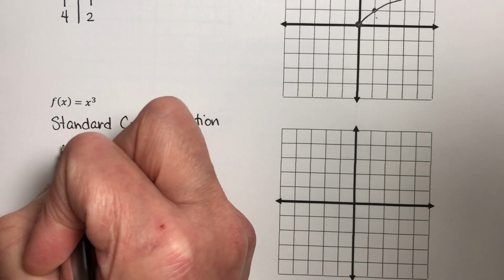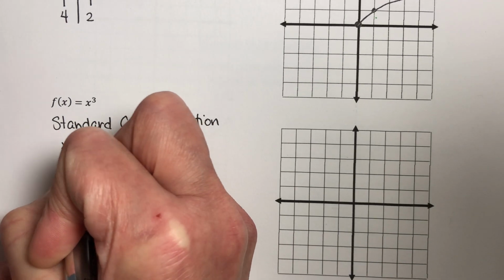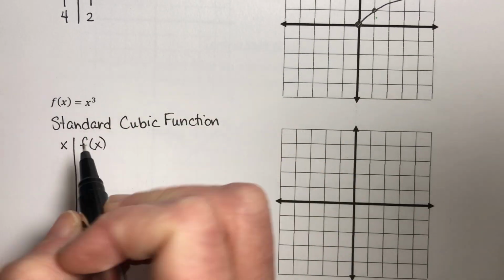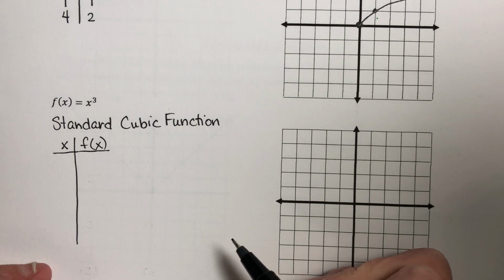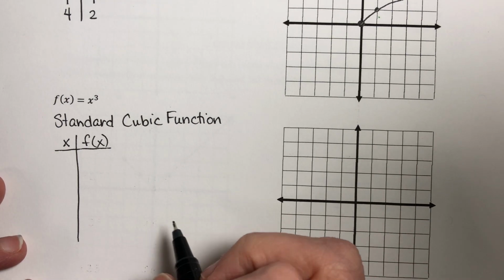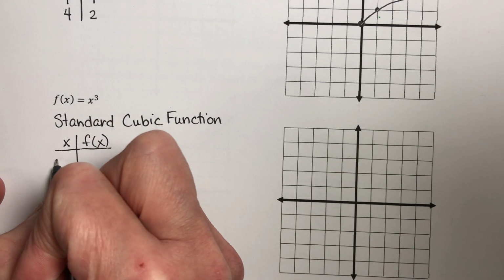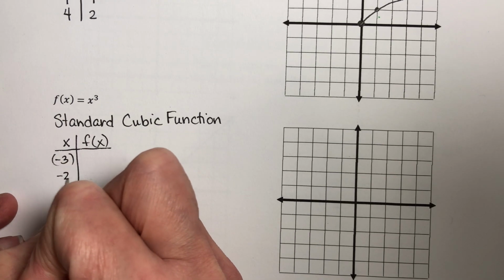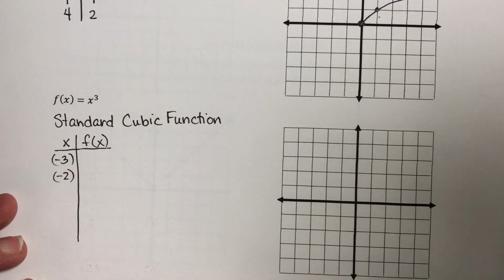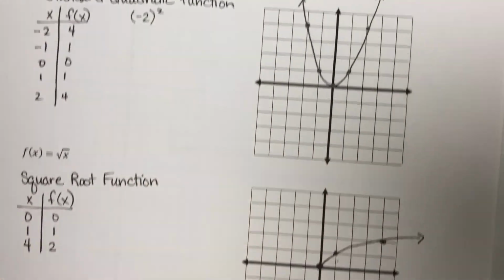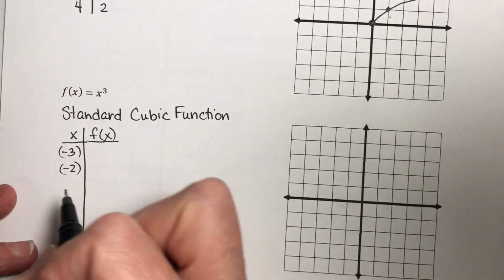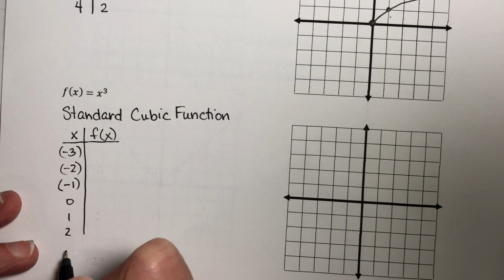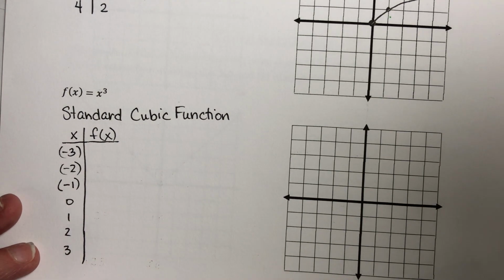Now what I'm going to do here is, again, plug in some values for x and see what I get for my y, or f of x. Let's start at -3. I'm putting those in parentheses right now so I don't have to remember to do this. So -3, -2, -1, 0, 1, 2, and 3. And let's see what we're looking at.